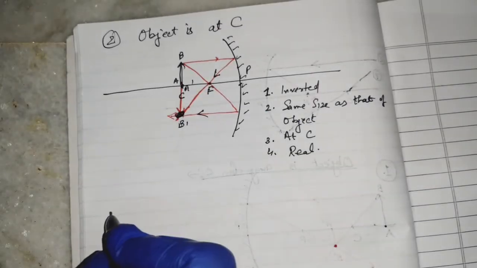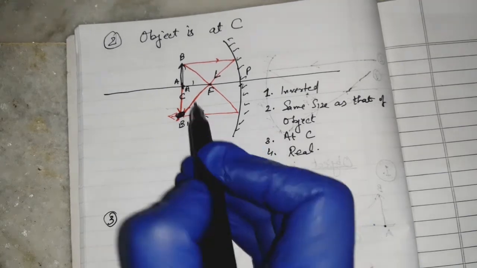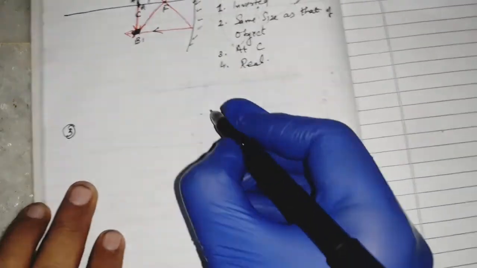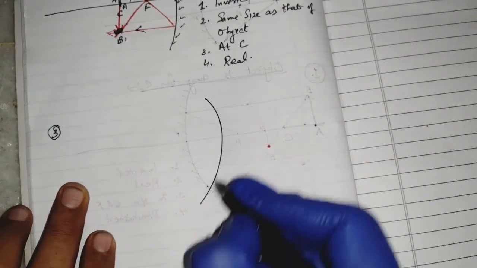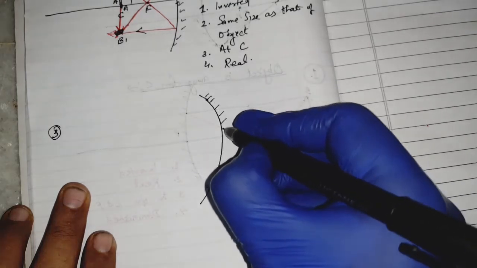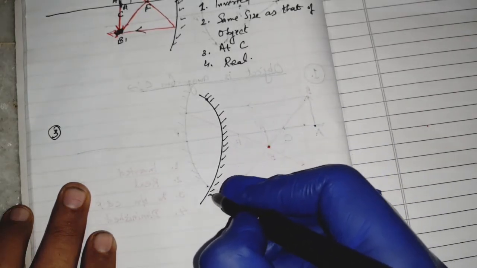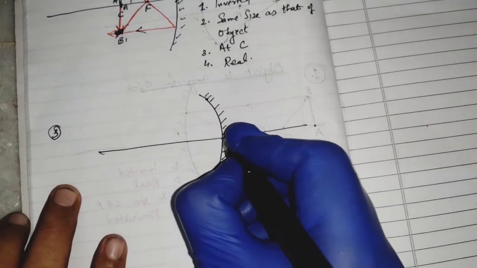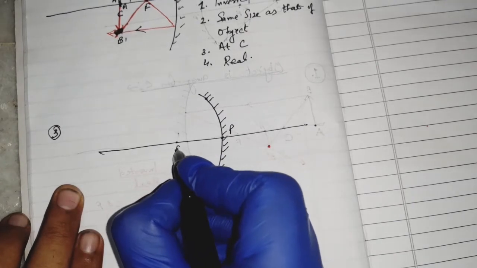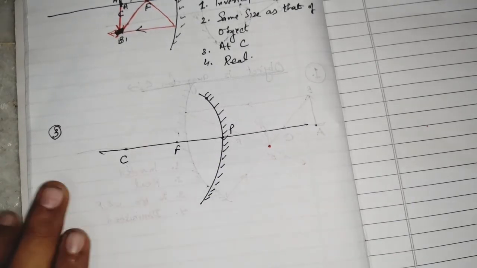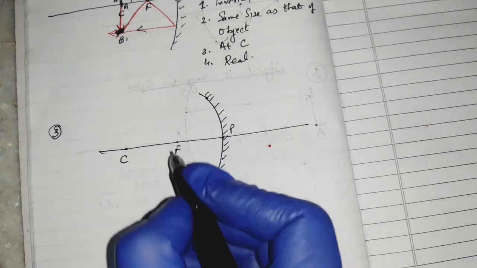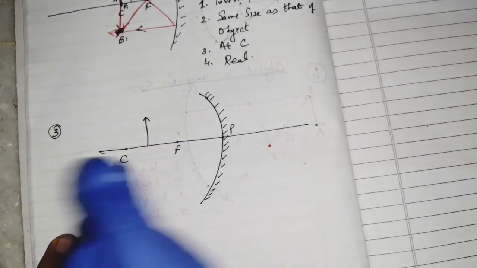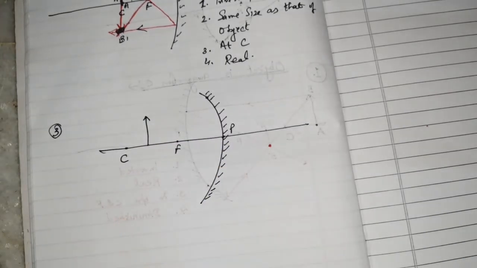Now number 3. Now the object is in between C and F. Now take the object in between C and F. This is your concave mirror again. This is your principal axis. This is your pole, focus, center of curvature. Now I am drawing the object in between C and F. Let's see what will happen.